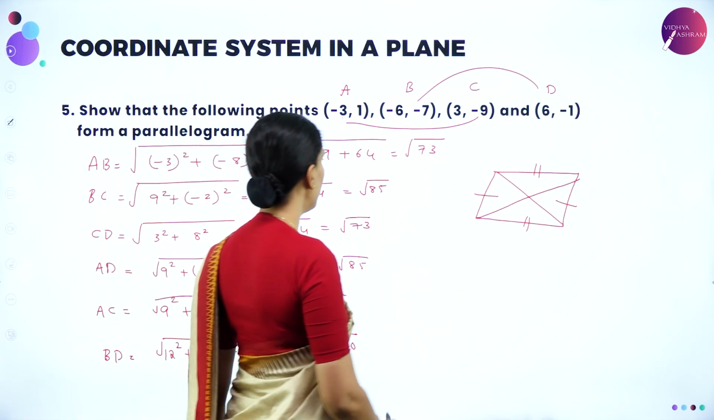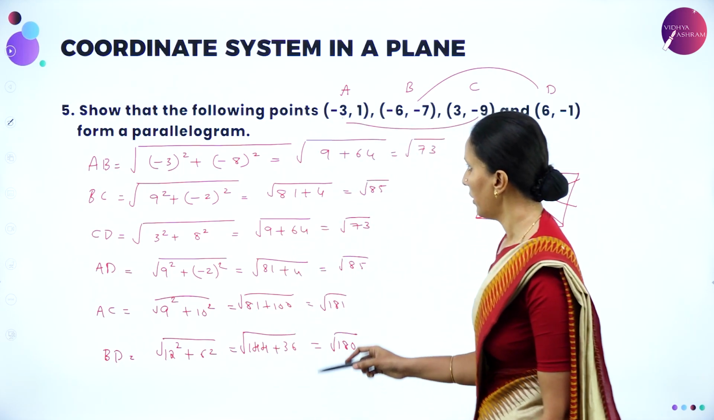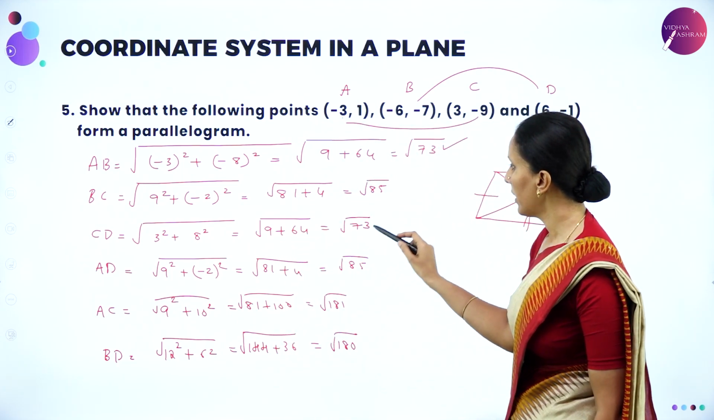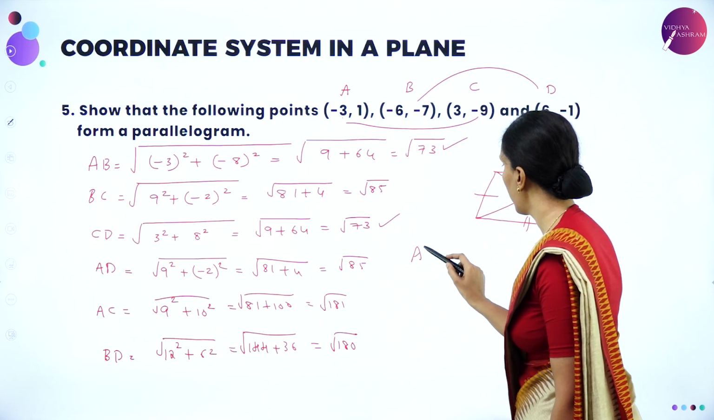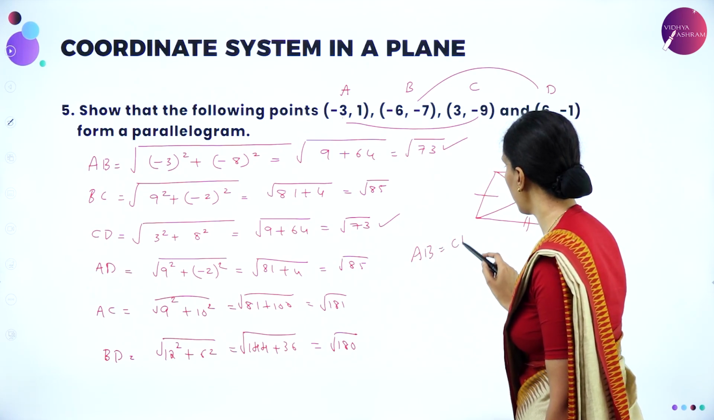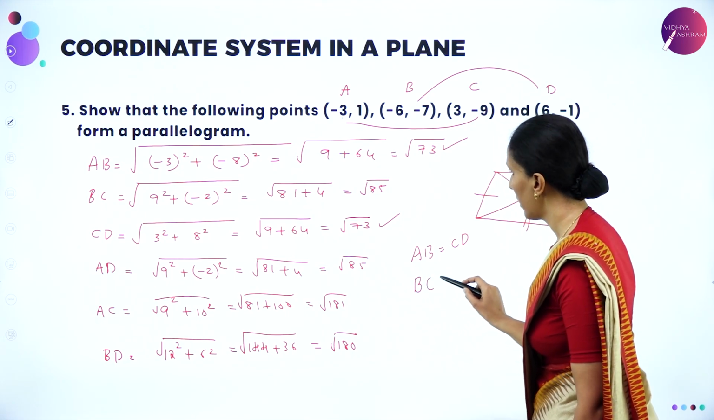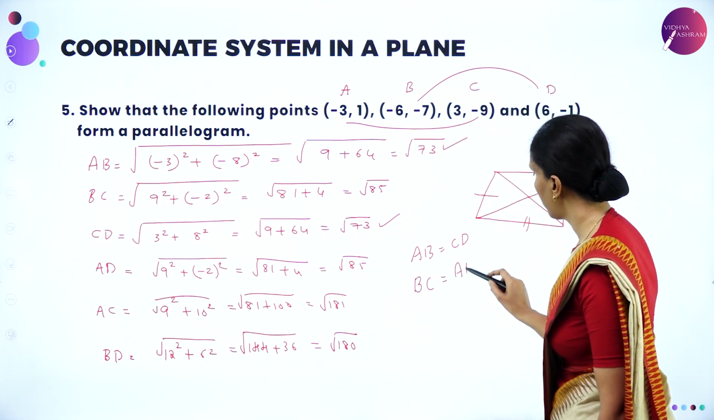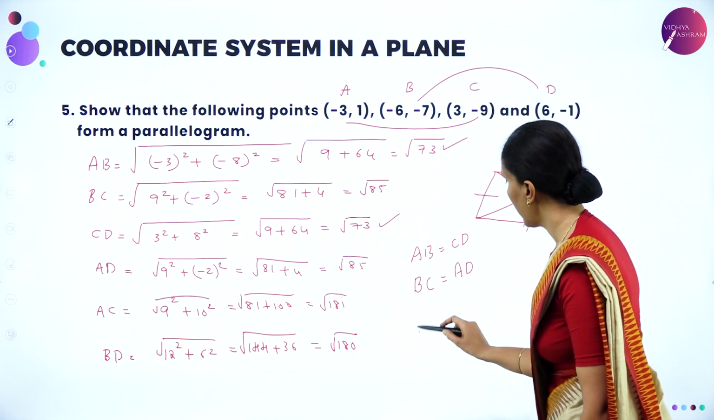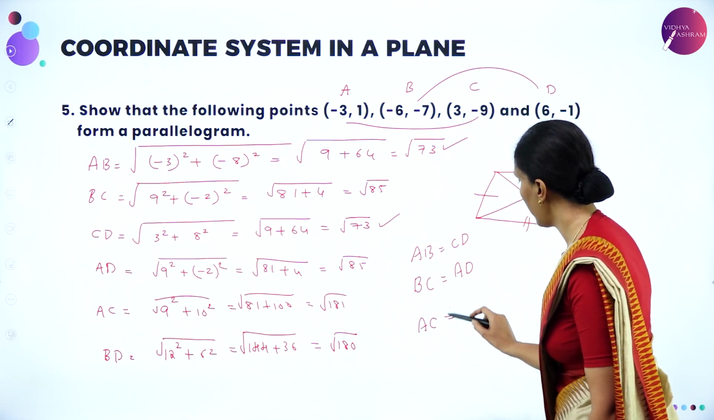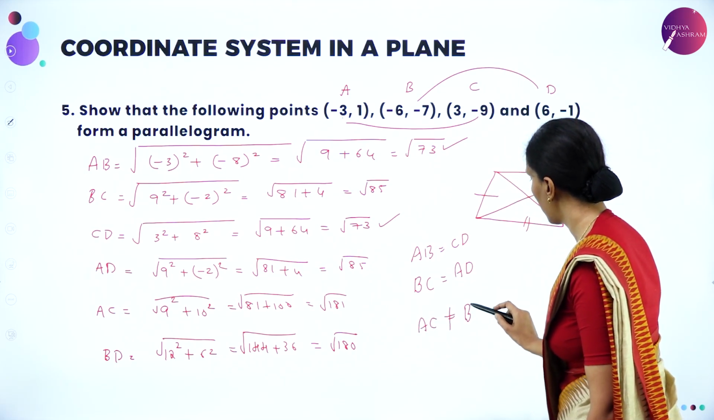Now clearly from the observation here, we can see AB is equal to CD. So AB is equal to CD. And next we have BC is equal to AD. And we are getting AC is not equal to BD.